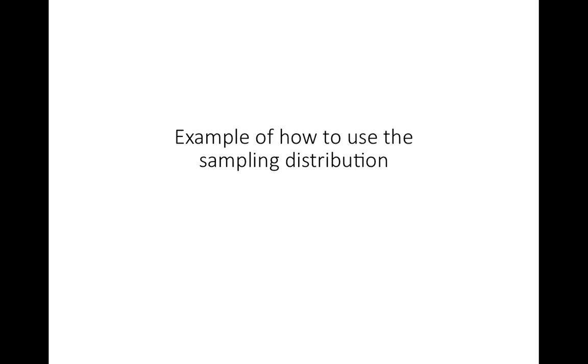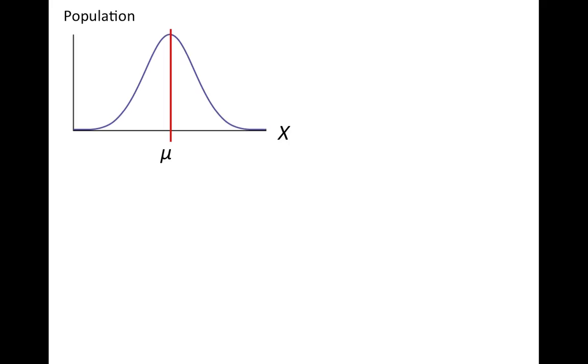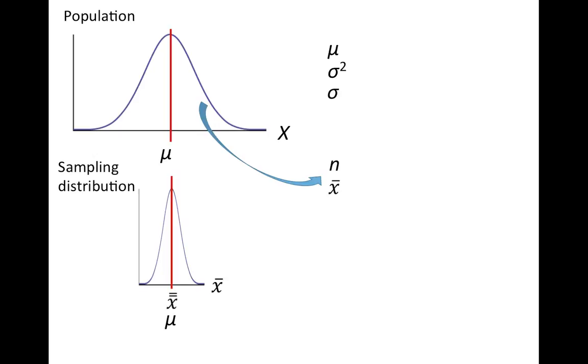This is an example of what the sampling distribution can be used for. So just to repeat, we have a population with a mean, a variance, and a standard deviation. And from this population, we take an infinite number of samples of a certain size, and we calculate the mean of each of these samples, and from these means, we make a sampling distribution. And this sampling distribution will be normally distributed.